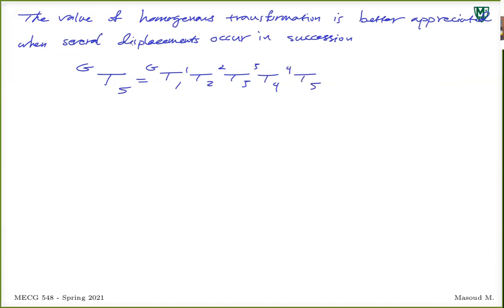Let's look at a couple of examples. Maybe this will start making a little more sense, right? But what are the situations that we're talking about here? Why do we even need to do compound homogeneous transformation, right?